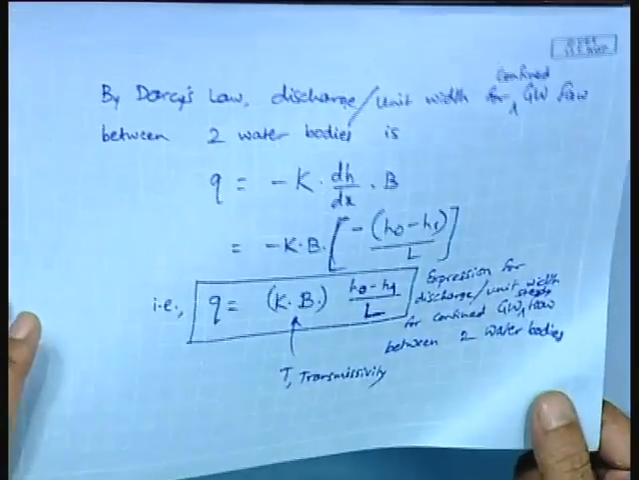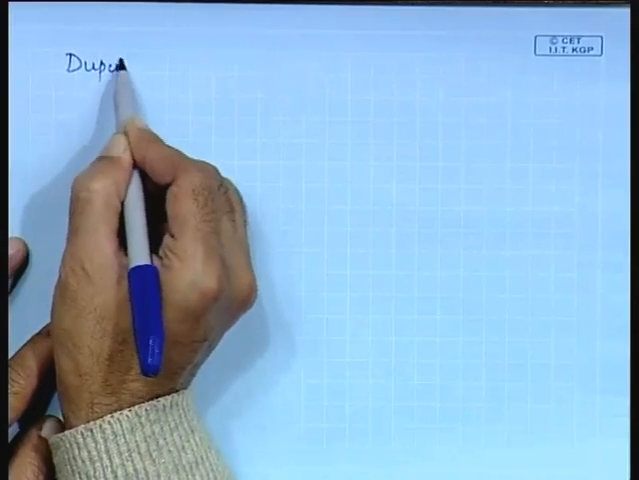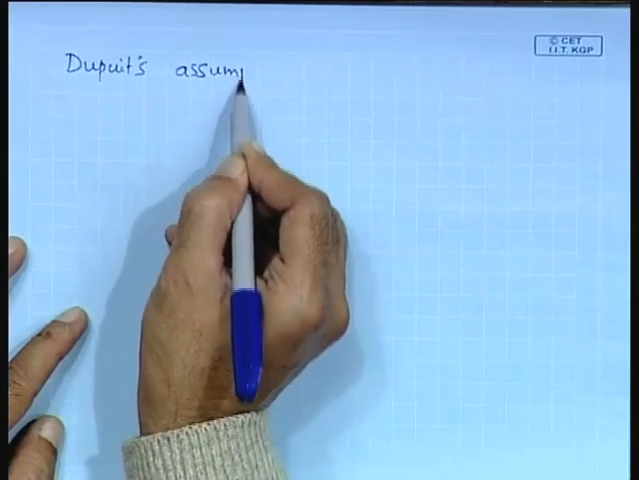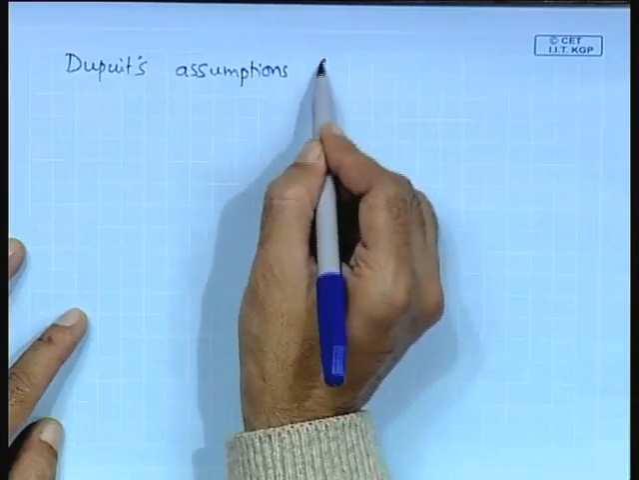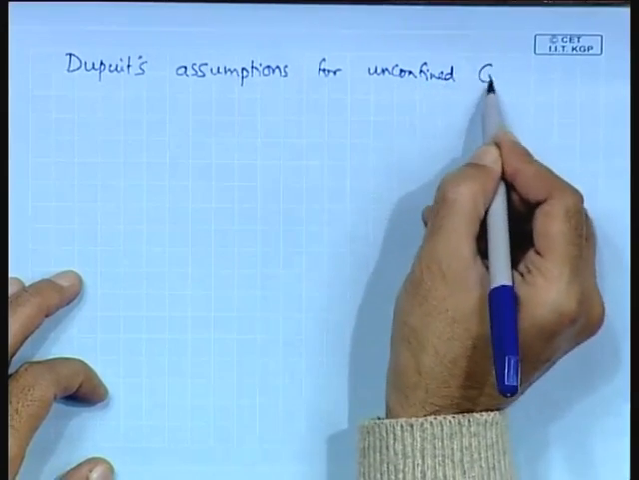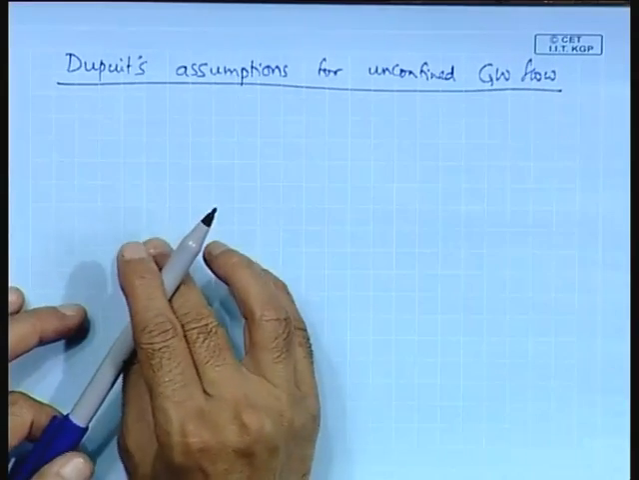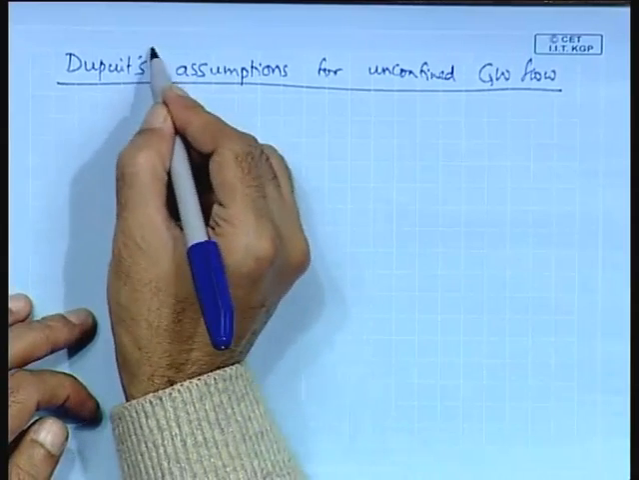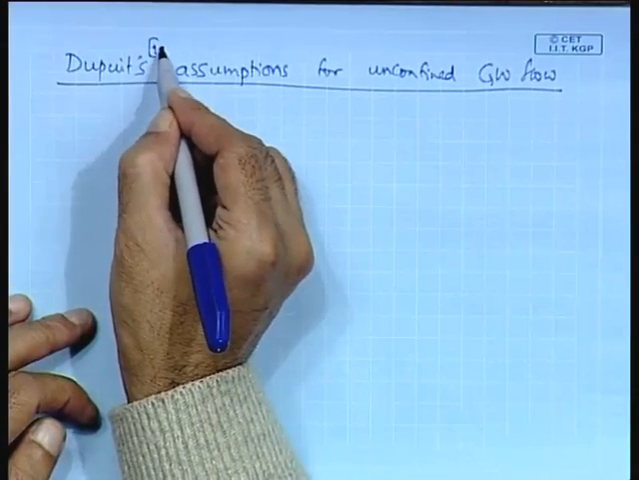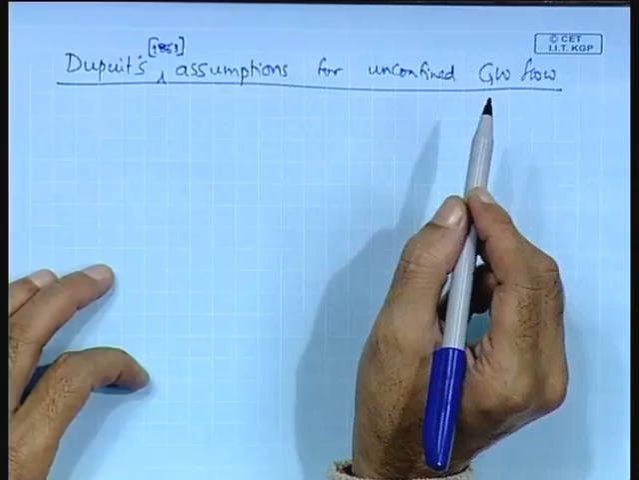So now let us come to the unconfined flow, that means flow through an unconfined aquifer, wherein the Dupuit's assumptions for unconfined groundwater flow apply. In 1863, Dupuit, a hydraulic engineer, proposed two assumptions for unconfined groundwater flow.